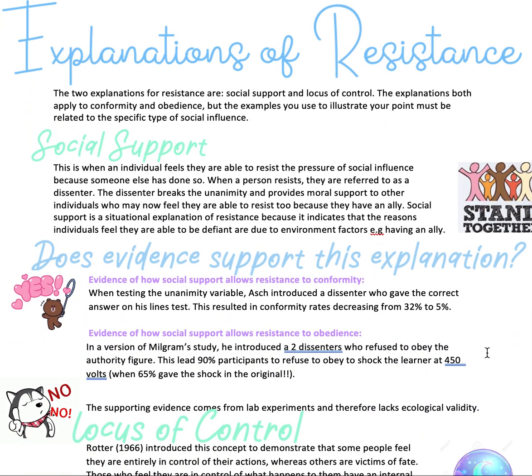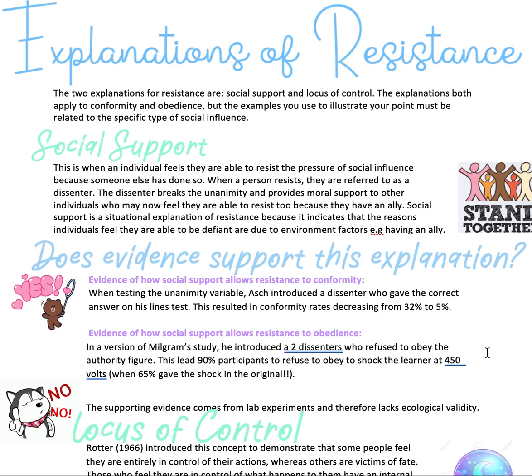Okay, explanations of resistance. So this is when people can resist or reject the orders of an authority figure, or it could also apply to conformity, so why somebody doesn't go along with the group pressure. So firstly, we've got social support. So this is the idea that if there's another dissenter that breaks the unanimity, individuals feel that they have an ally, so they can resist too.